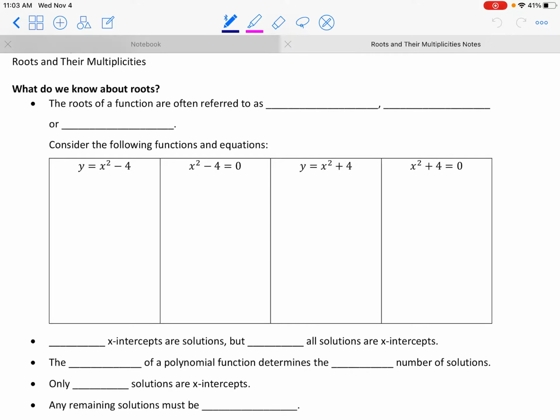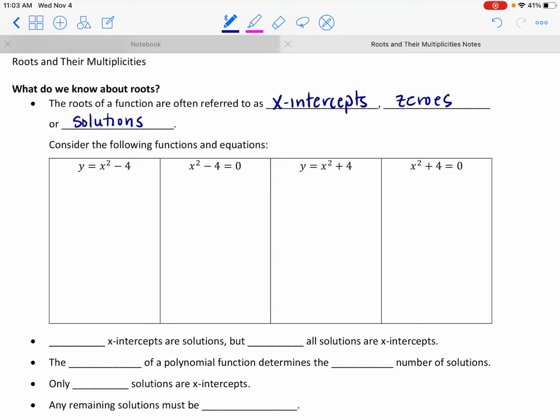Just as a recap, we have lots of different synonyms, lots of different names for roots. When I say roots, I'm talking about the x-intercepts for a function, which could also be called the zeros for that function because they are where the y value or the function value is 0. And then we know if we solve the related equation, the solutions to our equation happen to be the same things that we get for our x-intercepts. So our roots, x-intercepts, zeros, solutions, all sort of used interchangeably.